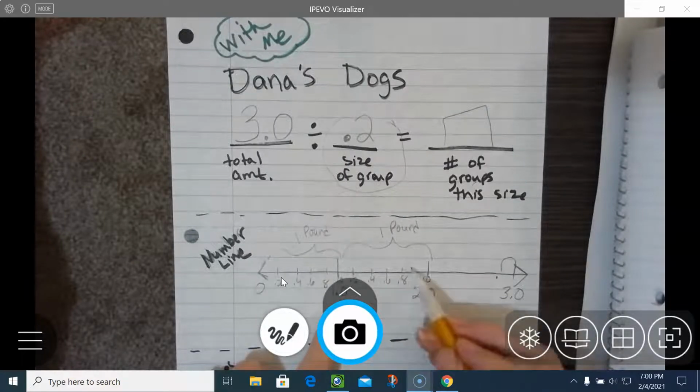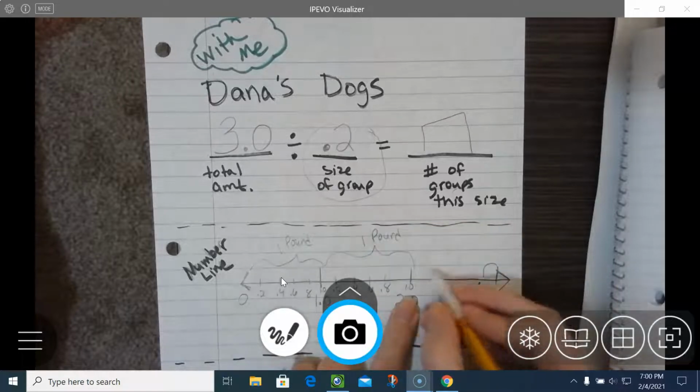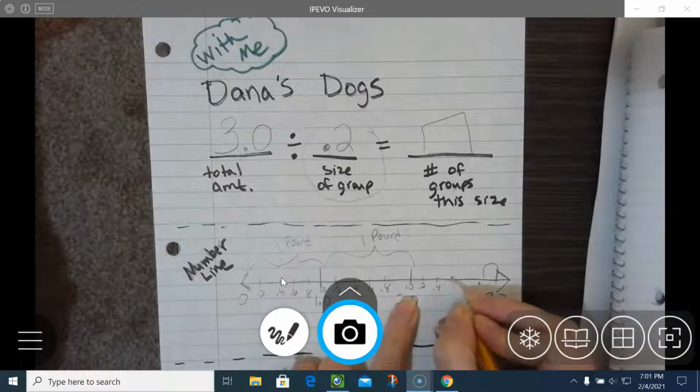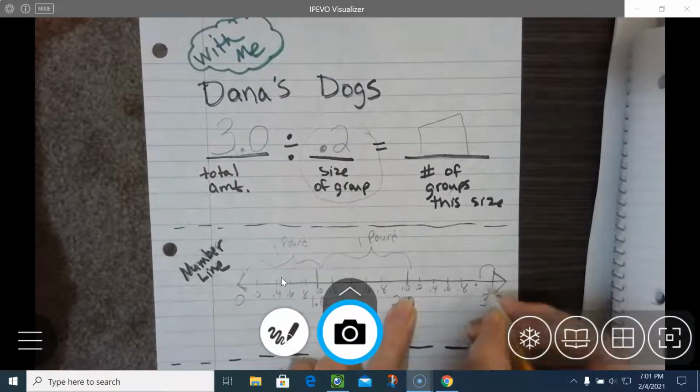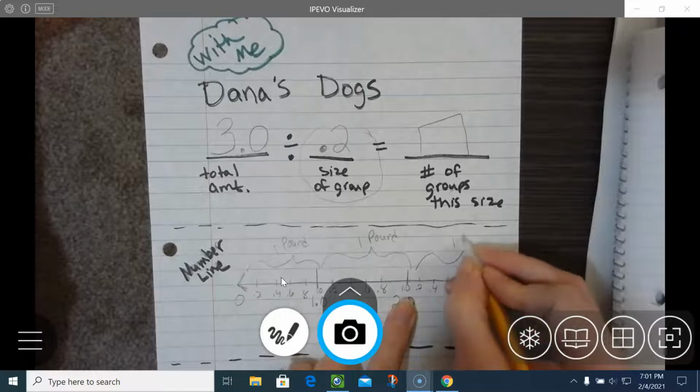Okay? So that's my second pound of food. Now I'm going into my third pound of food, and I'm just going to count by 2/10. 2/10, 4/10, 6/10, 8/10, and then 10/10, which is my next pound of food.